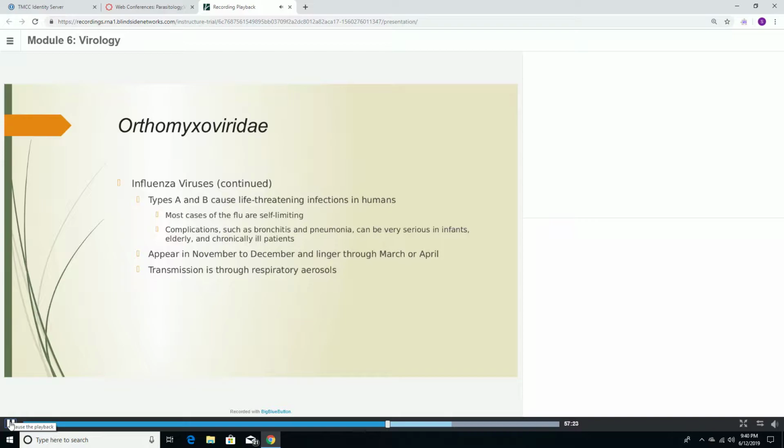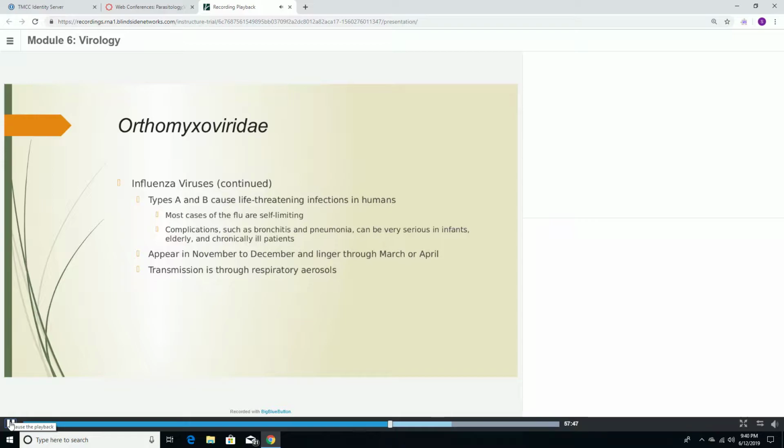Types A and B cause life-threatening infections in humans. Most cases of the flu are self-limiting. Complications such as bronchitis and pneumonia can be very serious in infants, the elderly, and chronically ill patients. These viruses usually appear in November to December and linger through to March or April. So generally, that's why we start the flu vaccinations in the late fall.